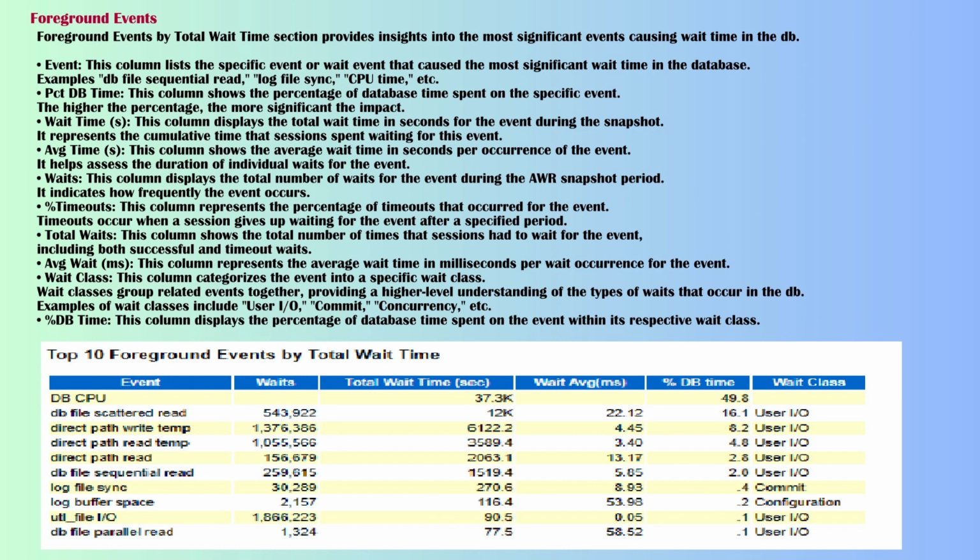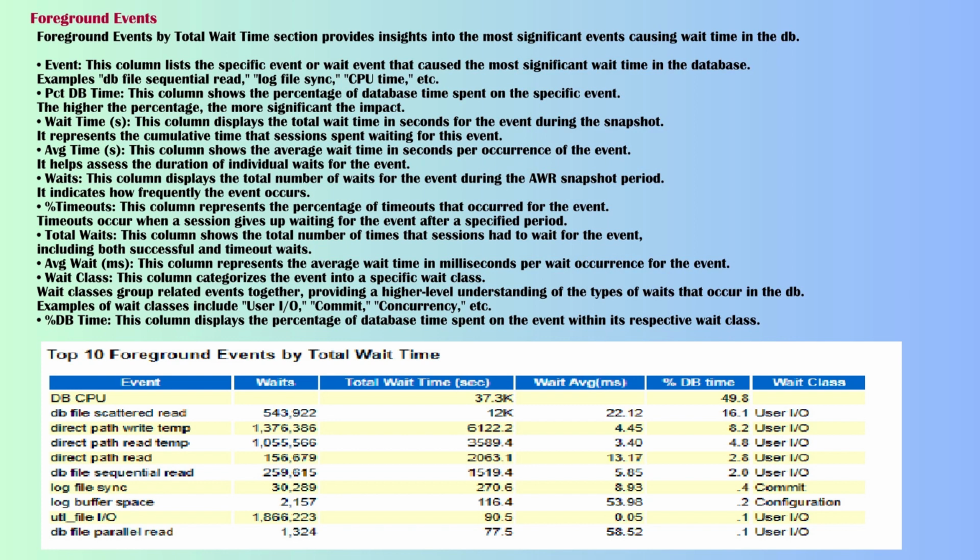The Foreground Events by Total Wait Time section provides insights into the most significant events causing wait time in the database. Event. This column lists the specific wait event that caused the most significant wait time in the database. Examples: DB file sequential read, log file sync, CPU time, etc. Percent DB time. This column shows the percentage of database time spent on the specific event. The higher the percentage, the more significant the impact. Wait time. This column displays the total wait time in seconds for the event during the snapshot. It represents the cumulative time that sessions spent waiting for this event.